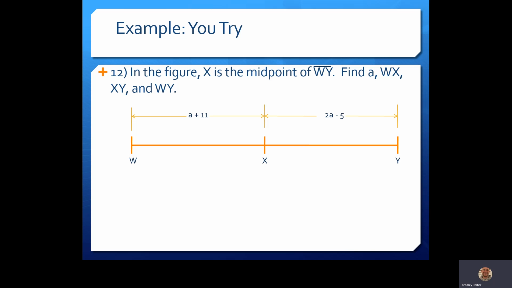How far is it from X to Y? It'll be 2 times 16, which is 32, minus 5, which is 27. Again, you get the same length there. Those 2 lengths must be the same. They're both 27. How far is it from W to Y? 27 plus 27 is 54.